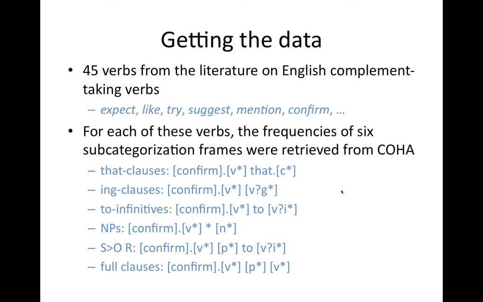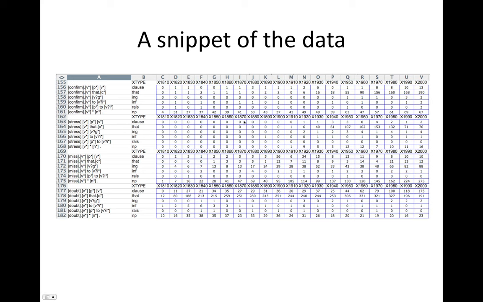For each of these, I got the frequencies of six subcategorization frames from the COHA. Here I used the tagging that is available in the COHA interface. So for that clauses I searched by saying, give me the verb confirm, then give me the complementizer that. For ing clauses, I retrieved them by looking for the verb confirm and then an ing form following it, and so on and so forth. Here's a snippet of the data. You can imagine that's a lot of searches to be done, but it works. Here are the different search patterns, and here are the frequencies for all the 20 COHA decades.